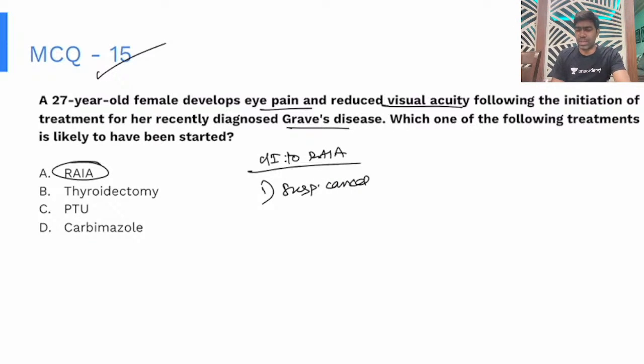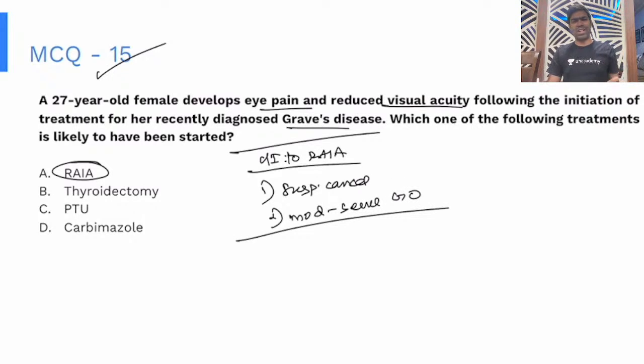In anyone with suspected thyroid cancer, you're not going to give radioactive iodine ablation, you're going to only go for surgery. Second is moderate to severe ophthalmopathy. Moderate to severe Graves' ophthalmopathy. There are other contraindications that are very easy to understand. For example, patients who are pregnant or lactating, you're not going to use radioactive iodine ablation in those people. But I would say the most sensible contraindications for radioactive iodine ablation would be suspected cancer and moderate to severe Graves' ophthalmopathy.